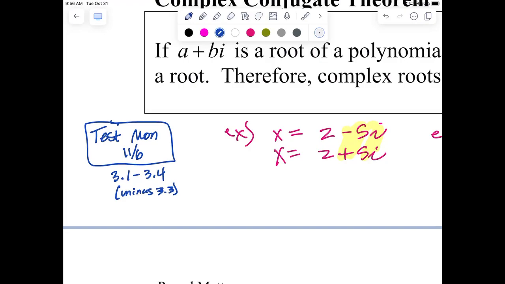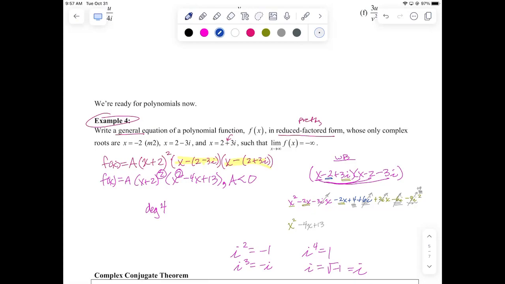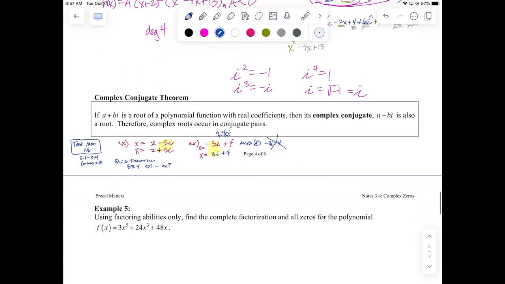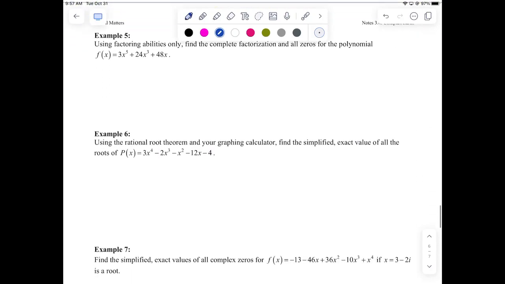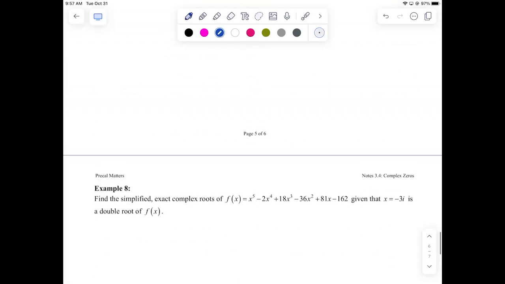Oh, the quiz will be tomorrow. What is the quiz over tomorrow? It's over section 3.4. From example 1 to example however far we get today. You'll have 2 questions. You'll have one question like the warm-up or like example 4, and then you'll have one question like example 5 through 8. Okay, that's how far we're getting today.